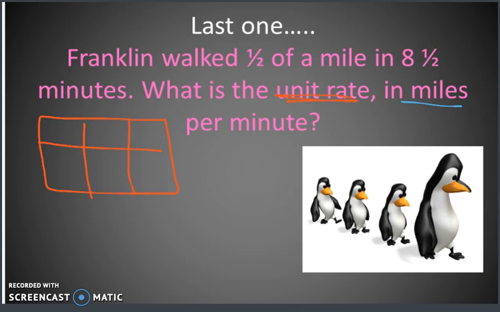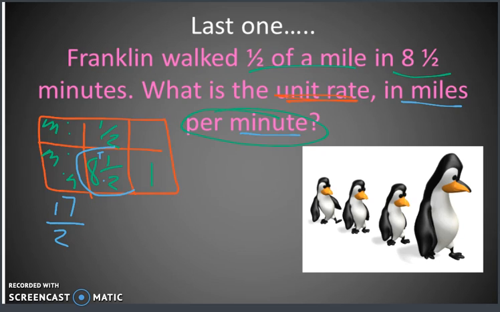And we're doing miles per minute. So I'm going to do miles on top and minutes on the bottom. So we're going to go half of a mile in 8.5 minutes. And I want to know how far I'm going to go in 1 minute. Before I start this though, I need to get rid of this 8 1/2. So we're going to convert it by doing 2 times 8 plus 1, which is 17/2.